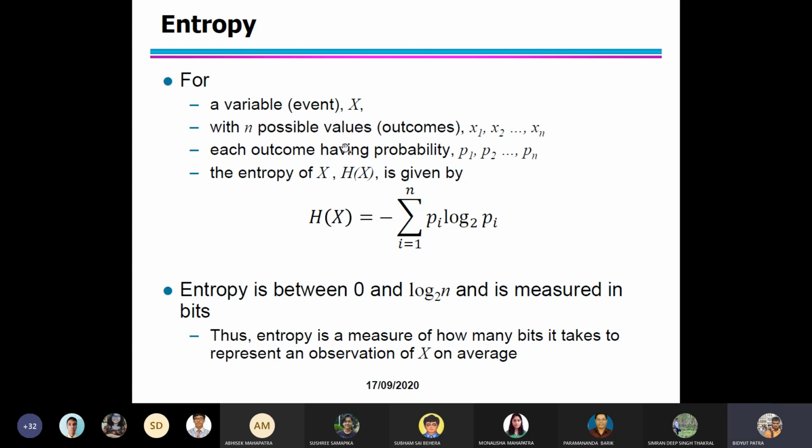For generalization, we have n possible outcomes, and each has some probability, P1, P2, up to Pn. Therefore, the entropy of a single variable can be computed as a summation over the number of outcomes of the term Pi log Pi. Don't ask me how this formula comes. Just consider this formula to be right.